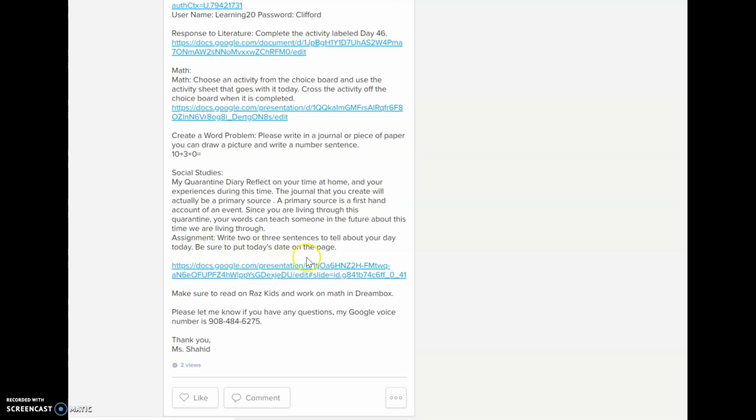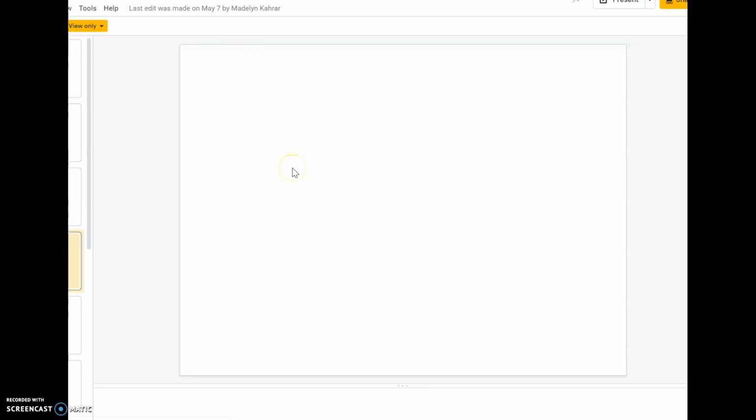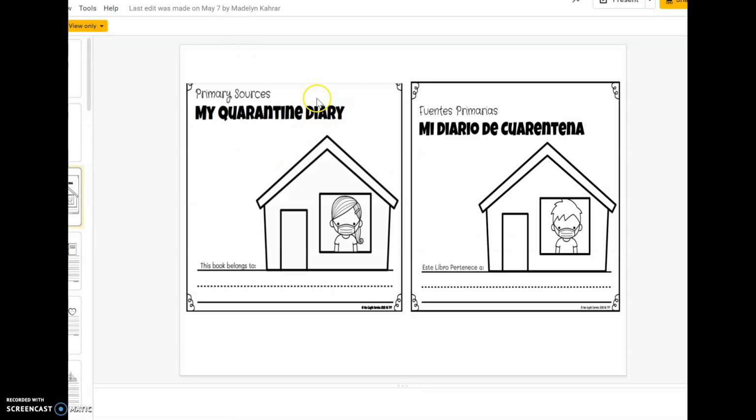Be sure to put today's date on the page. So if we go to this over here, this is a primary source. We are learning what a primary source is. A primary source is something that a person wrote firsthand. She or he had written about something that was happening during their lifetime, and those stories about their life in a journal are primary sources because it was written by the person who went through that event.